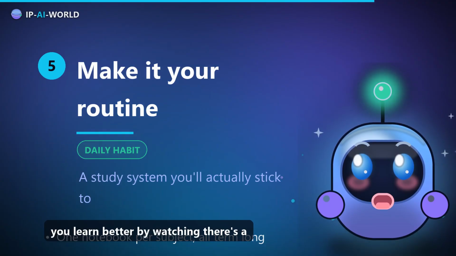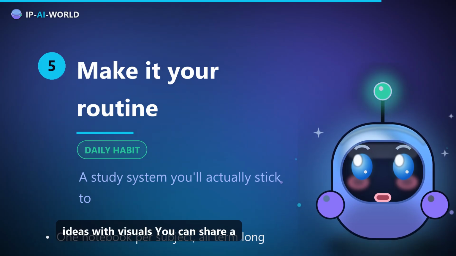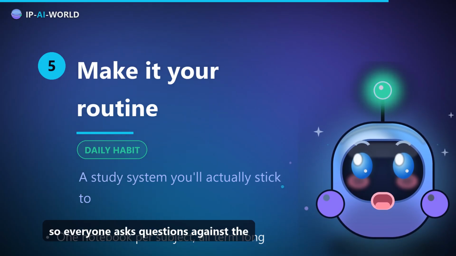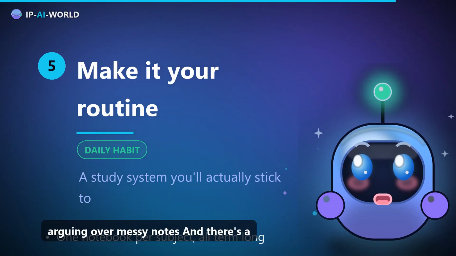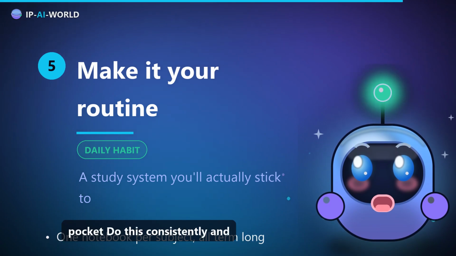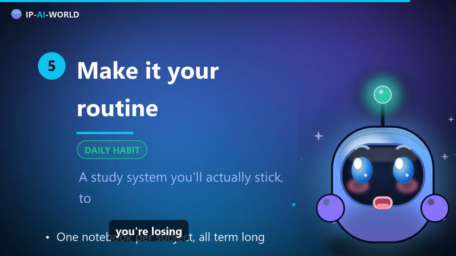If you learn better by watching, there's a video overview that narrates the key ideas with visuals. You can share a whole notebook with your study group, so everyone asks questions against the same trusted material instead of arguing over messy notes. And there's a mobile app, so your tutor lives in your pocket. Do this consistently, and studying stops feeling like a fight you're losing.